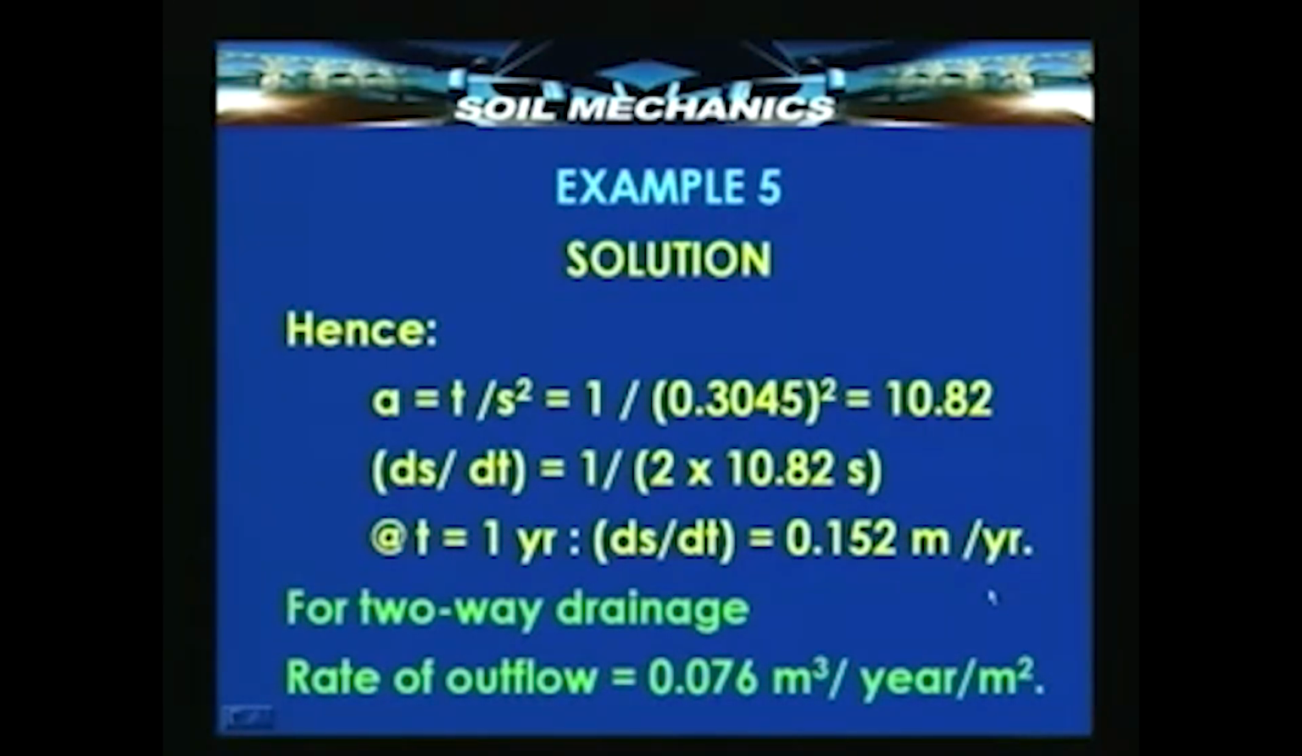Now, if we assume that water is flowing in two directions, that is towards the top and towards the bottom, the so called two-way drainage system, where this clay layer is sandwiched between two pervious layers, then since this is the rate at which the settlement is taking place, this should be resulting because of half the water flowing out through one surface and half the water flowing out through the other surface.